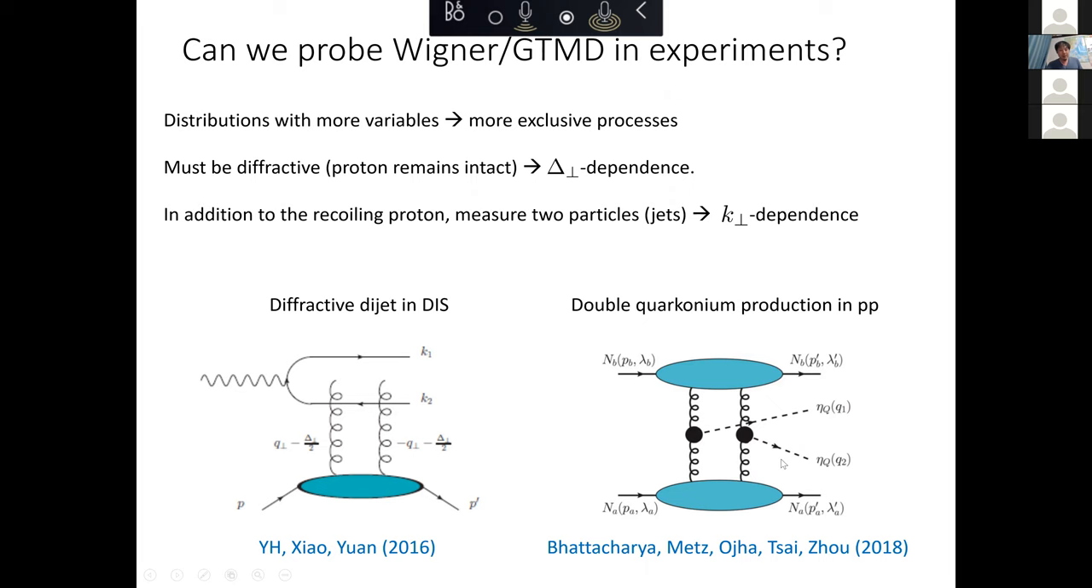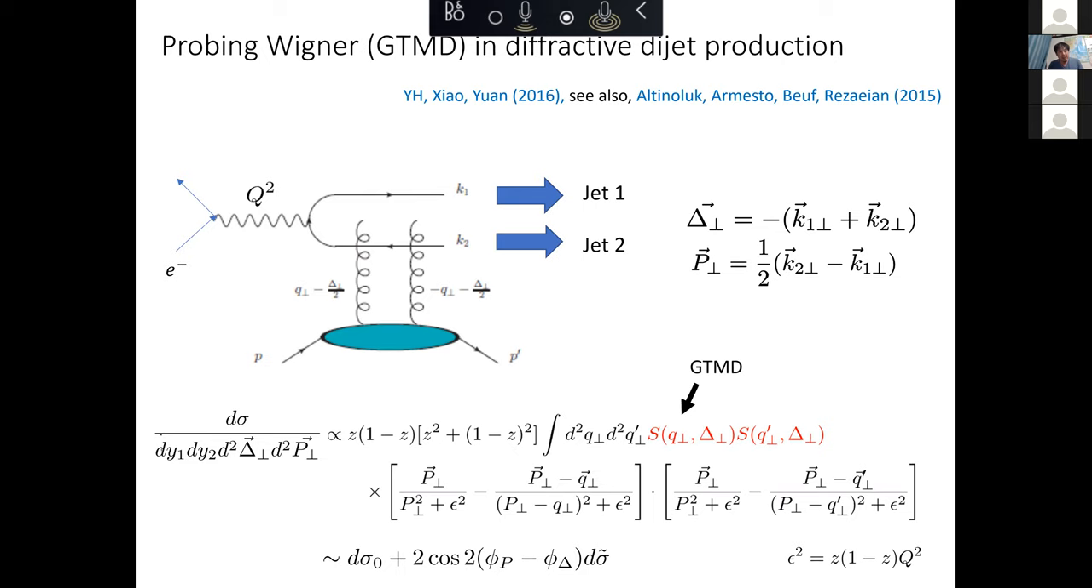And since we are talking about the EIC, let's talk about this diffractive dijet that can be measured at the EIC. This is a process where the virtual photon splits into a quark-antiquark pair, and eventually the quark-antiquark pair is detected in the final state as two jets. We define this delta, the momentum transfer of the proton, which is equal to the sum of the two jets' momenta by momentum conservation. And there's also the relative momentum of the two jets, K2 minus K1, that is relative momentum capital P perp, and that is sensitive to the k-perp dependence of the GTMD.